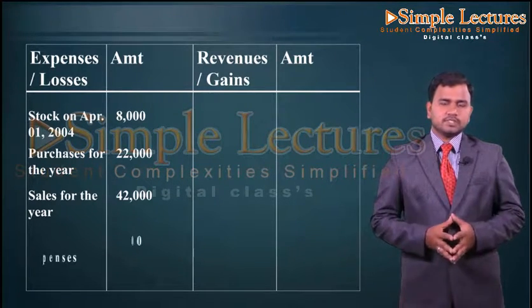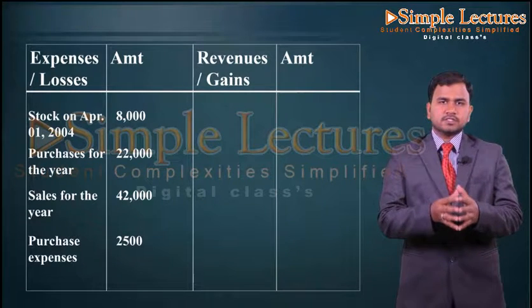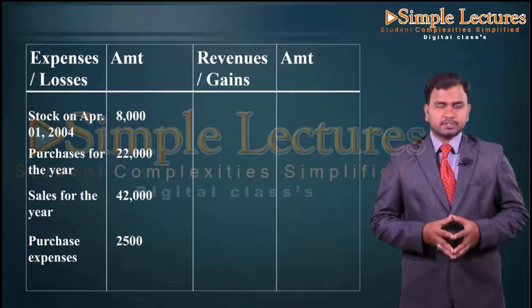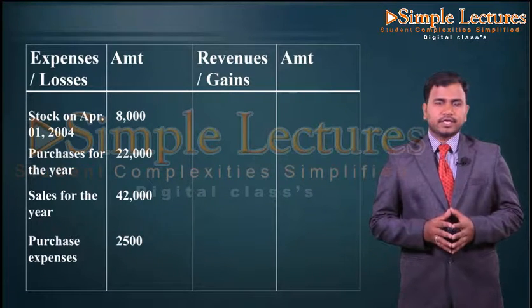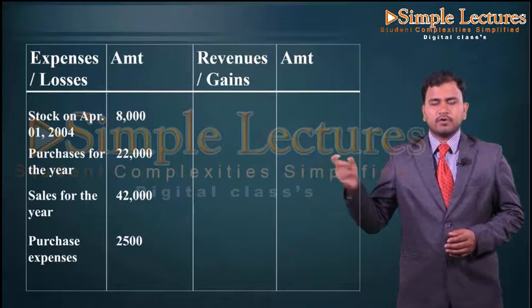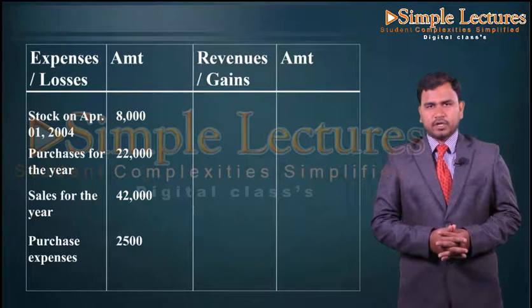Then we have purchase expenses. So purchase expenses are those which are incurred in the place of production. Since it is a direct expense, we are going to record it in the trading account. So coming to debit side, purchase expenses in the amount column 2,500.